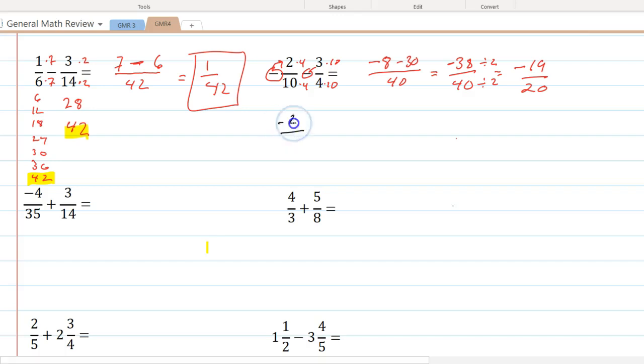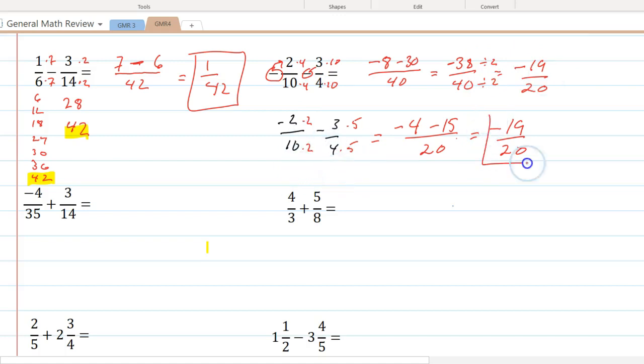So to rewrite my problem, now instead of using the 4, I could have used times 2 on top and bottom, and then times 5 on top and bottom. By doing this, I wouldn't have had to reduce at the end. That would give me a negative 4 minus 15 over 20, which gives me a negative 19 over 20. So if you use a number that's a little bit too big, that's not a problem. Just reduce before you get to your final answer. Or use the proper numbers to begin with, and you won't have to reduce at the end.